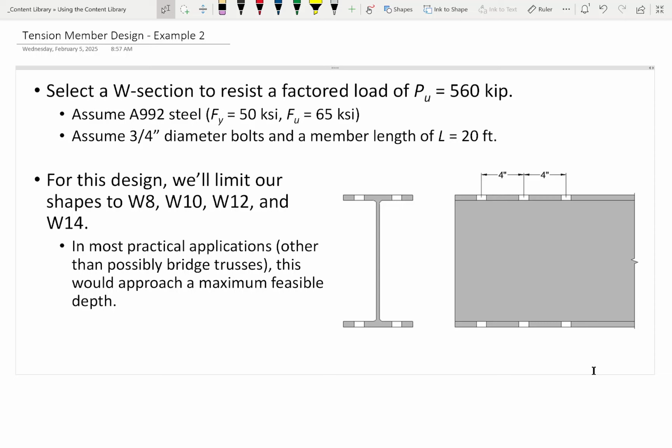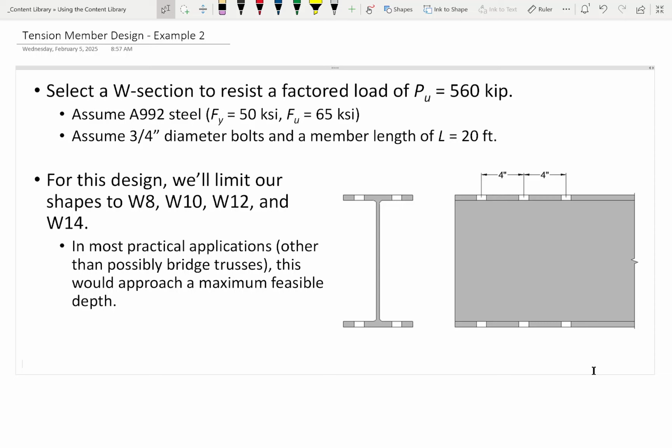So let's start by digesting the problem. We're going to be selecting a W section to resist a factored load of 560 kips. Right off the bat, I'm not giving you a dead load, I'm not giving you a live load, I'm just saying here's the factored load. It's already been factored. Okay? And I should mention, that will possibly happen throughout the semester, that I'll just give you the factored load because I want to get to the steel design aspects of the problem. Okay?